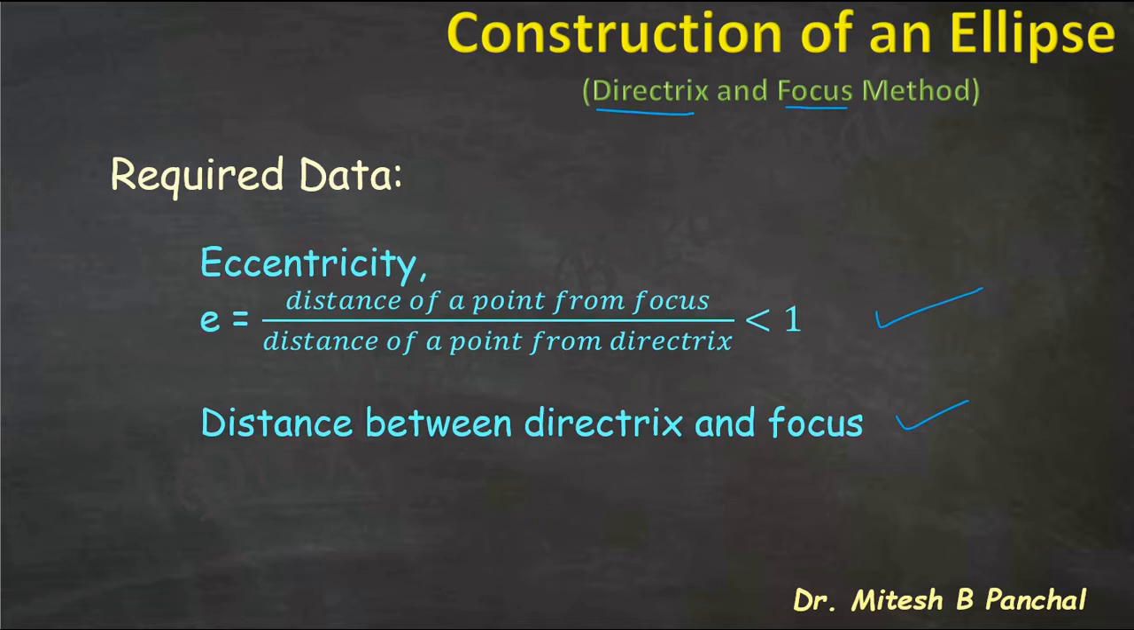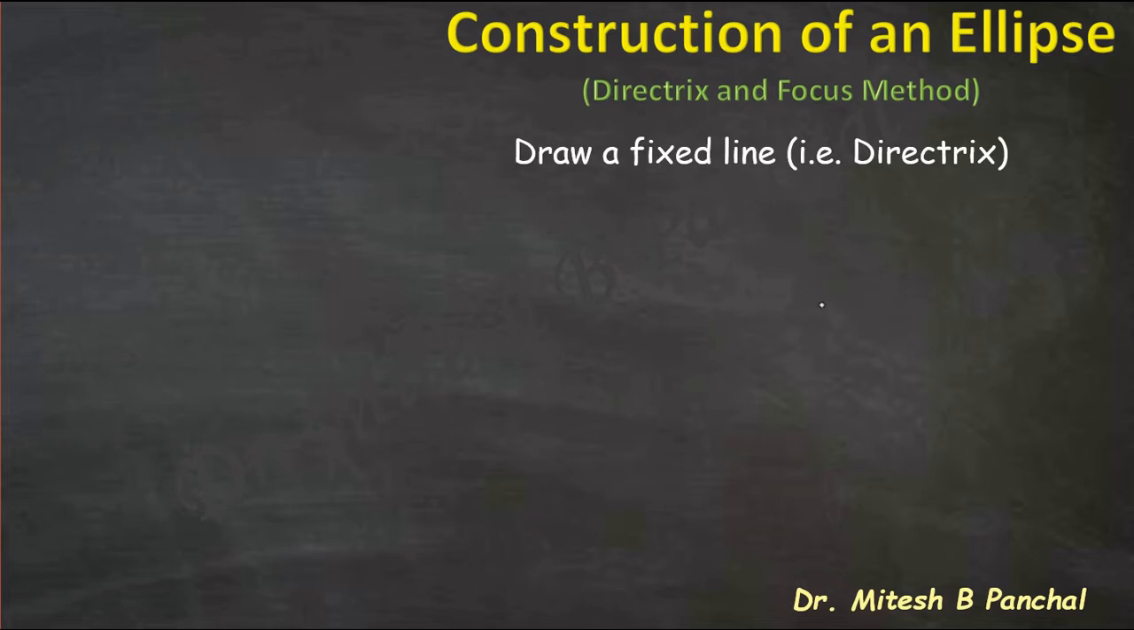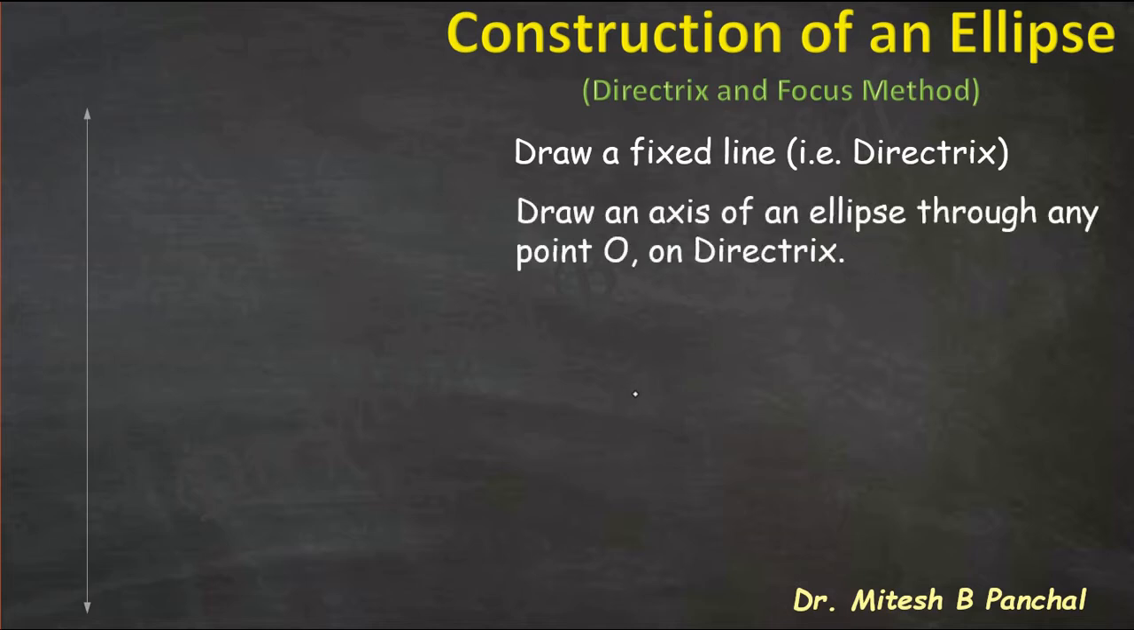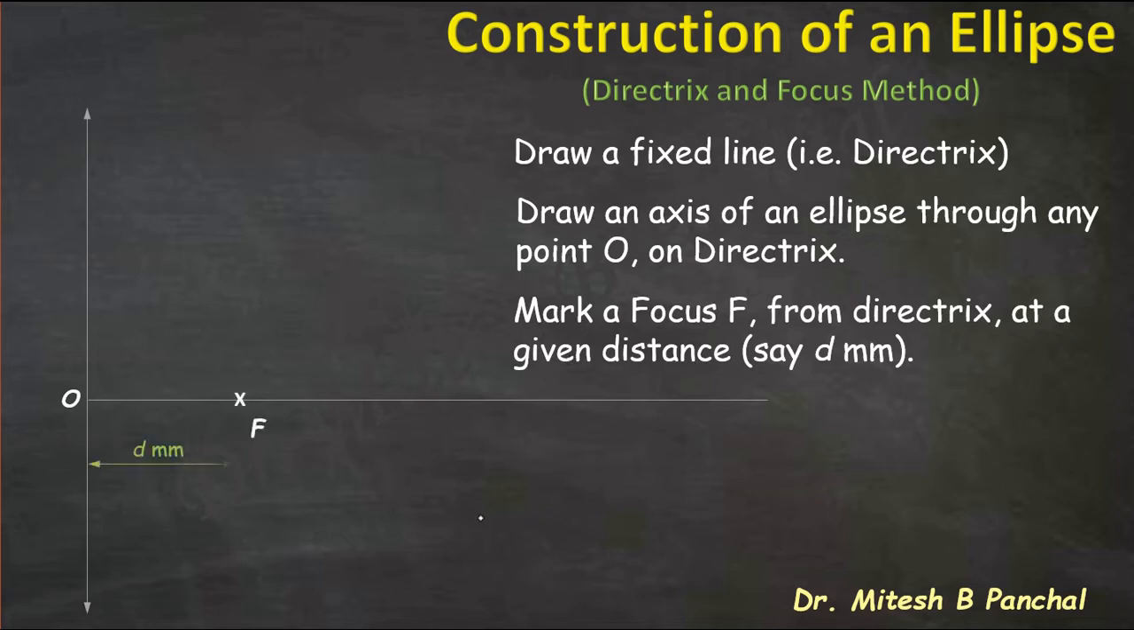Now moving further, we will go through this step-by-step procedure for the construction of an ellipse. So first, draw a fixed line, that is nothing but a directrix. On this directrix, take any point O, and from that point draw an axis for the ellipse. Now consider the second data, considering point F from the directrix at a distance d mm.